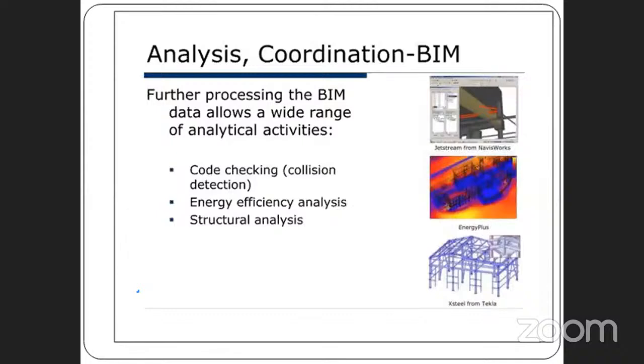Then we can do analysis. I already stated that some detection in the collision. You can see that the red color indicates a clash, for example a jet stream from the Navy works. It shows some red color. So that part should be a defective part, so it goes under failure. That should be indicated in the collision part. Then energy efficiency analysis, then structural analysis. So analysis can be done in the BIM.